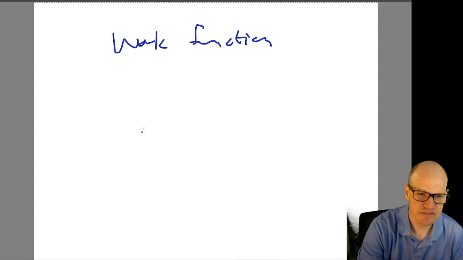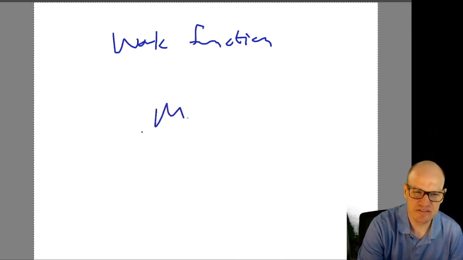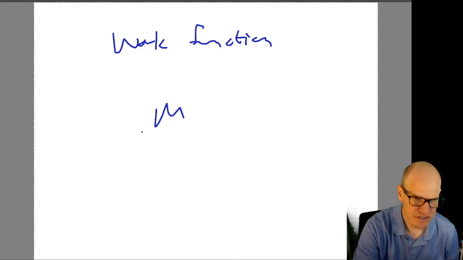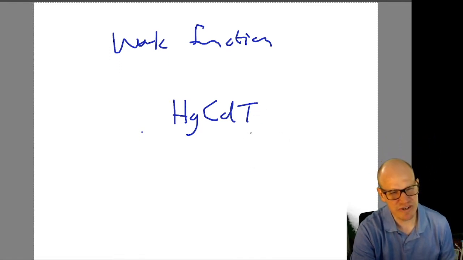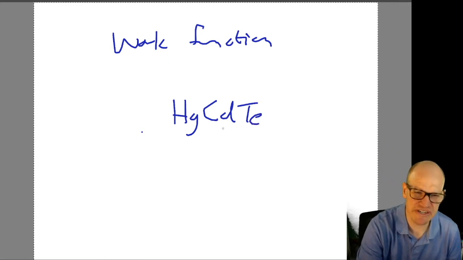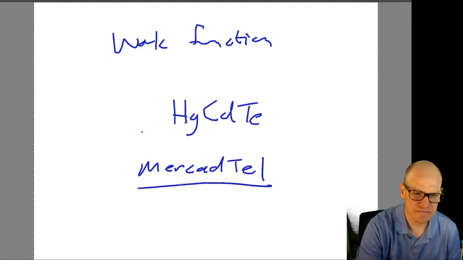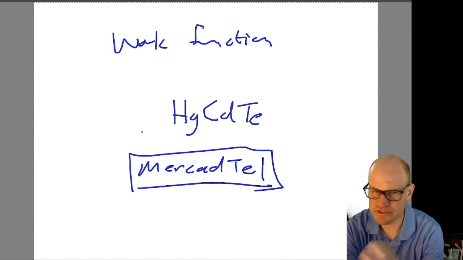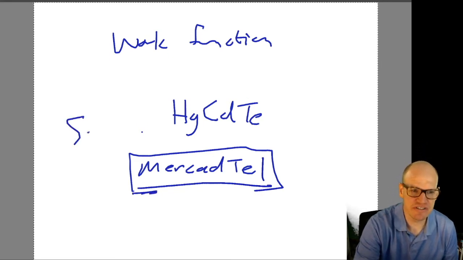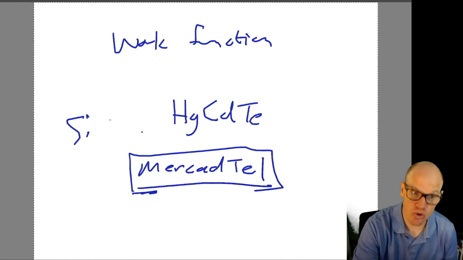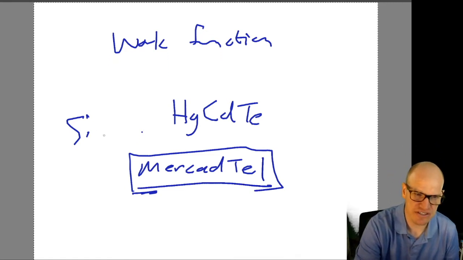the electrons. So some substances like Mercatel, that's HgCdTe. Tellurium? I'm not sure what tellurium is. Anyway, tellurium. It's mercury, cadmium, tellurium, Mercatel. These devices have a very small work function, which means that low energy photons are able to dislodge the electrons. Where if you have silicon, for example, silicon has a higher work function and it takes more photon energy, higher frequency photons, to dislodge the electrons from silicon.